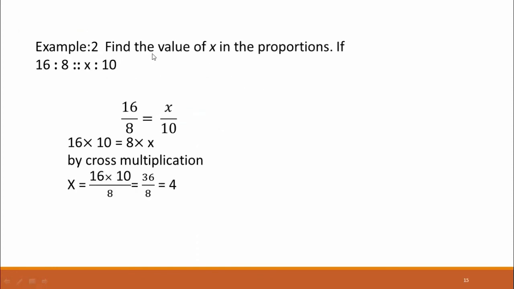Now, another example, dear students. Note that we can denote a proportion by these four dots: 60.